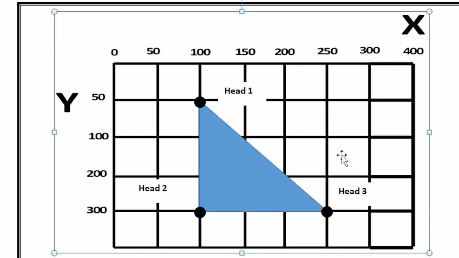So let's try this. This is head number 1. X1, or the x value for head number 1, is 100. Y for head number 1 is 50. So x1 is 100, y1 is 50. In the same way, this is head number 2. X2 is 100 again. Y2 is 300. This is head number 3. X3 is 250 and Y3 is 300.